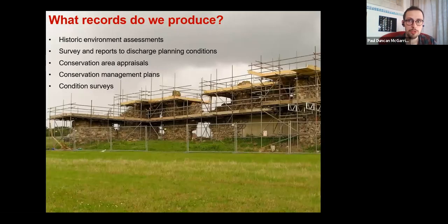What records do we produce? All sorts of different things, from historic environment surveys, conservation area appraisals, conservation management plans, and condition surveys. Condition surveys is essentially where you are trying to work out what condition the building is in. This is important if you want to have it listed, or if you're going to do renovations on it, you need to know what you're working with.